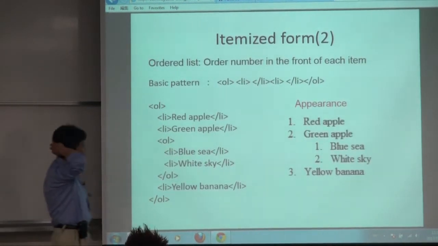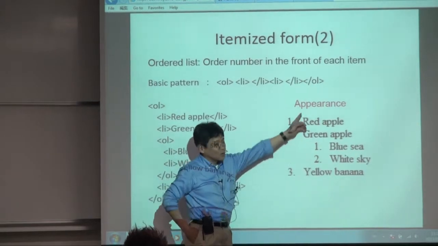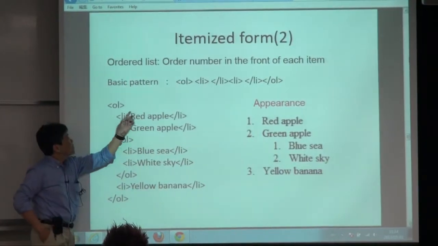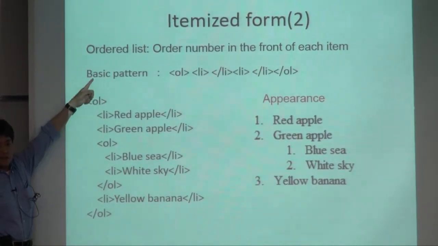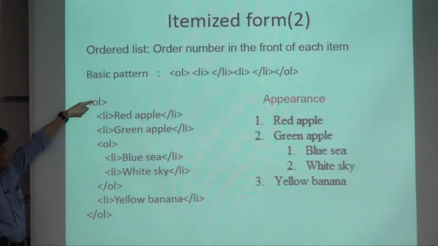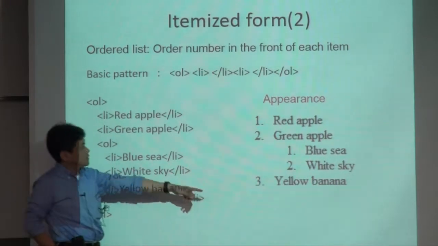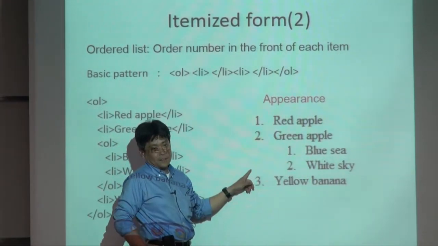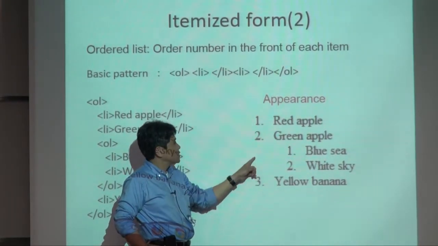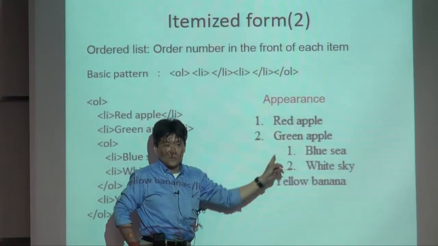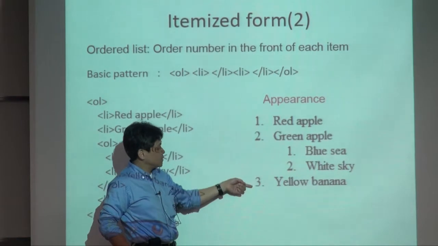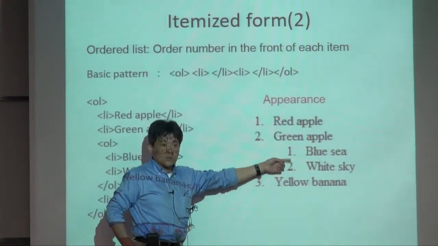And also, if you make this kind of content, you can use the ordered list tag. OL means the ordered list tag. Okay? So in this case, the ordered numbers are automatically put in front of each item. Okay, 1, 2, 3. So nested 1, 2. Okay.